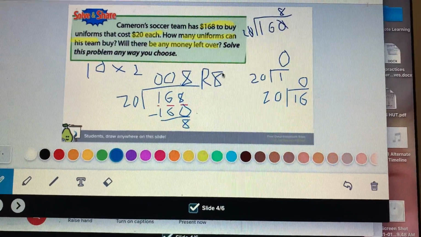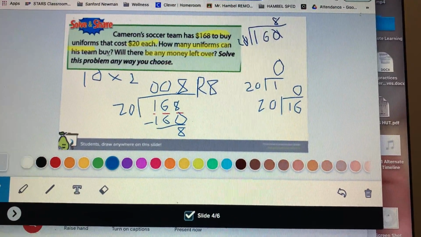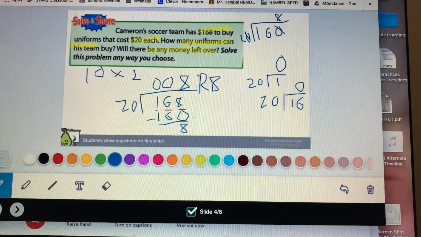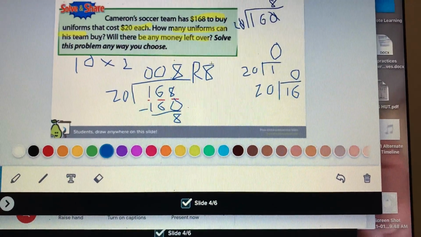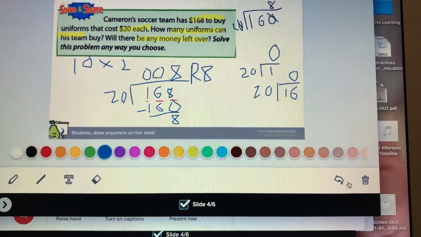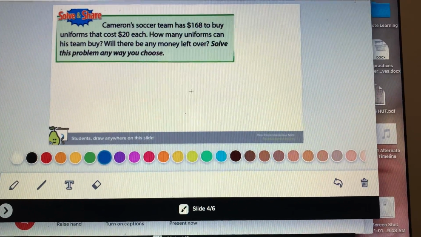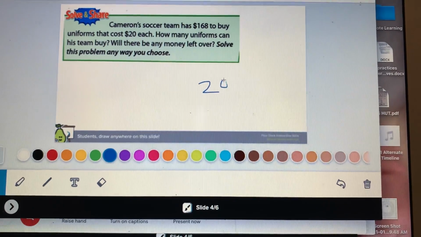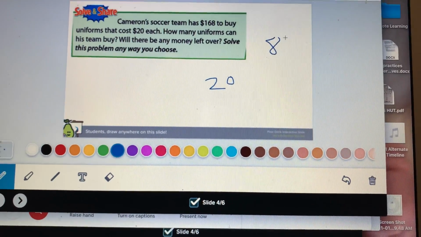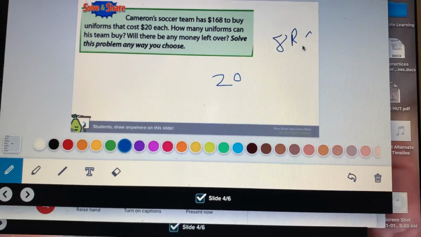So if you think about it, go back to the problem. How many uniforms can the team buy? They can buy 8 uniforms. How much money will there be left over? $8. Now, if you want to double check your work, remember, 8 remainder 8. So that means that there's 8 uniforms and $8 left over.